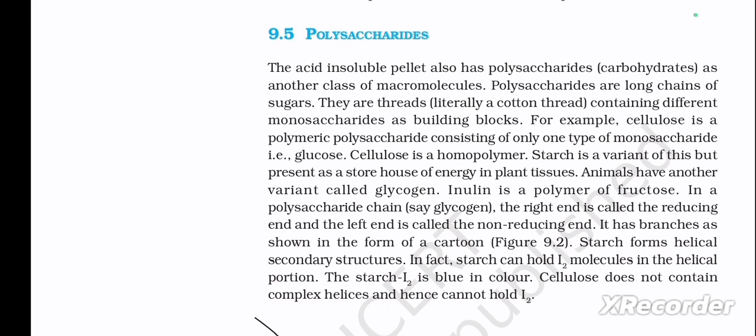Inulin is a polymer of fructose. In a polysaccharide chain, say glycogen, the right end is called the reducing end and the left end is called the non-reducing end. It has branches as shown in the form of a cartoon. That is the figure we can see here, 9.2.